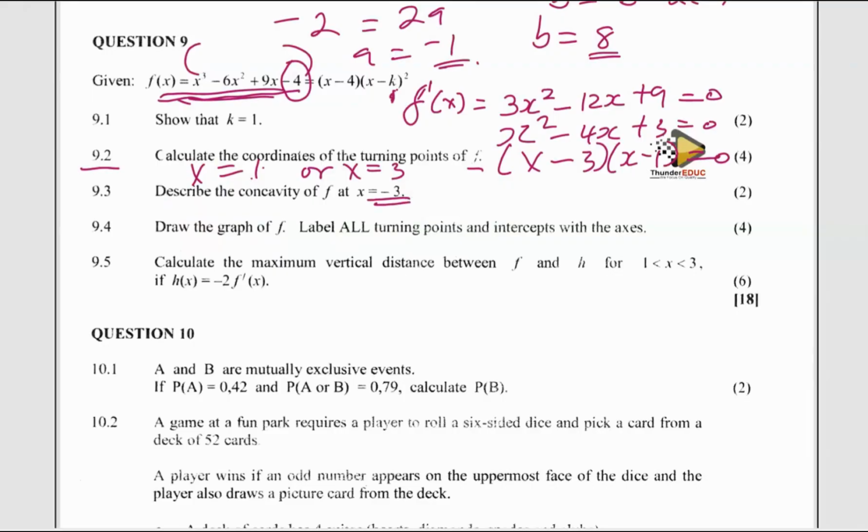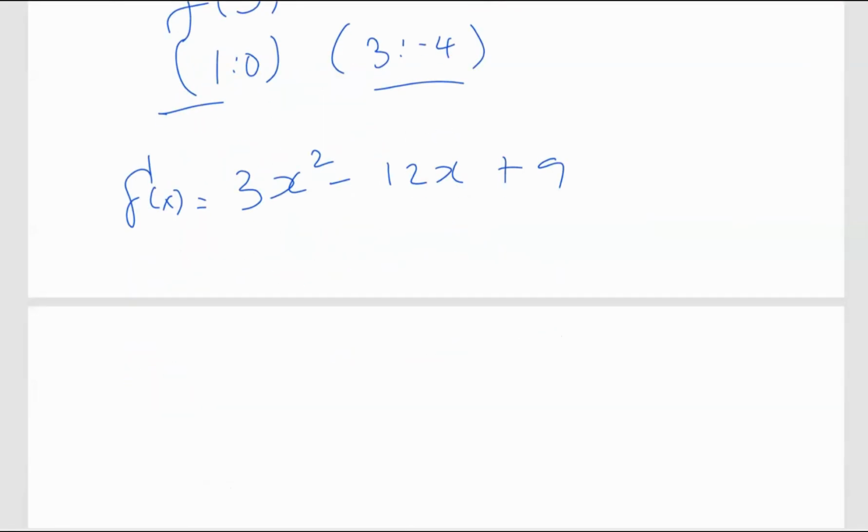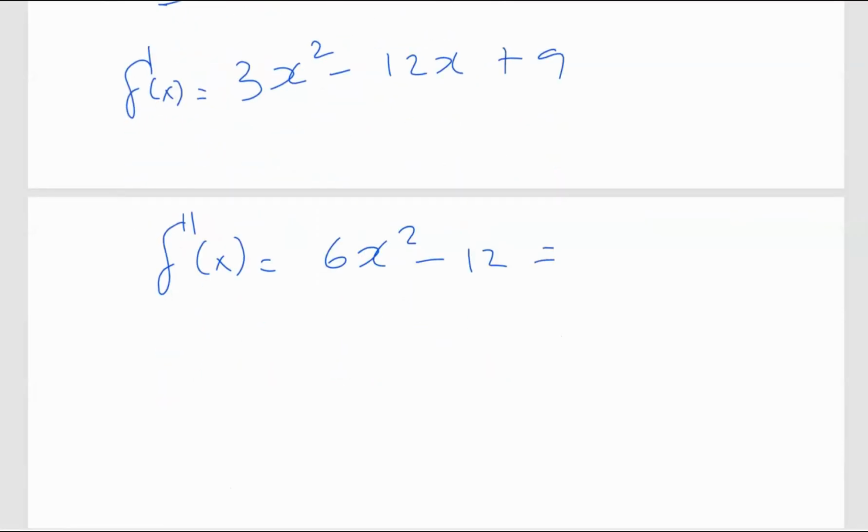So we need to find the second derivative. So 3x squared minus 12x plus 9, this was the first derivative. Let's get the second derivative, which is going to be 6x minus 12. If I equate this to 0, and then try to solve that.